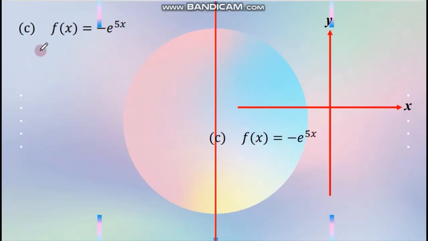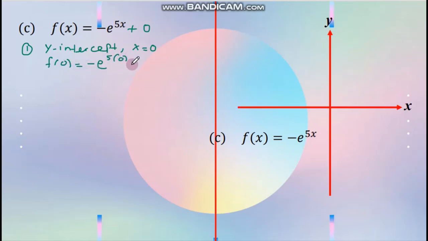Let's look at C. f(x) equal to exponential function base e, so negative e to the power of 5x. In this case, at the back is nothing, so it becomes plus 0. By using the mnemonic, the first step, find out the y-intercept. When y-intercept, the value of x equal to 0. So f(0) equal to negative e to the power of 5 times 0 plus 0. Okay, negative e to the power of 0 plus 0 becomes negative 1.